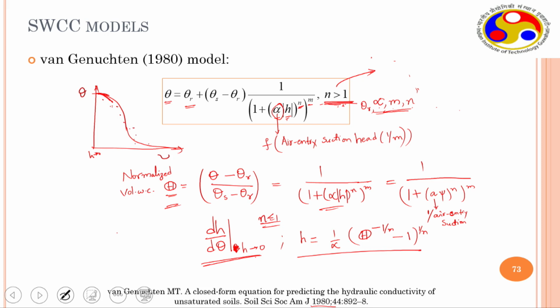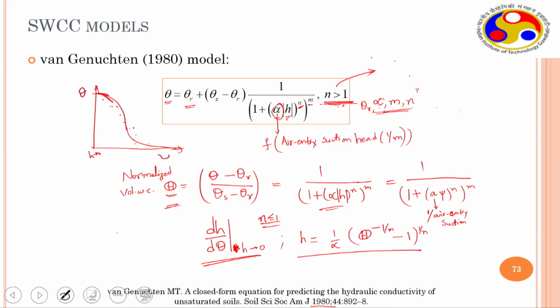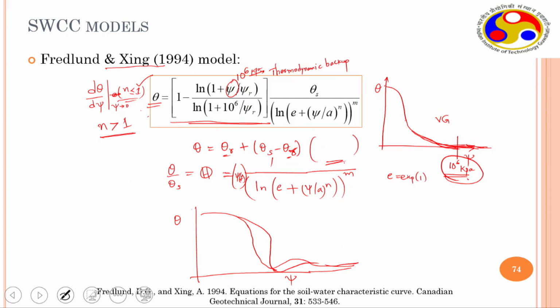We are trying to fit equations or empirical forms to predict continuous observations or continuous data. Because to solve this expression you require a continuous function, k of psi or psi of theta, in a continuous form. You can't use discrete data here to solve this one. So you require predictions, so models are there. Like Van Genuchten, Brooks-Corey, Fredlund and Xing, these are some of the models we often use.